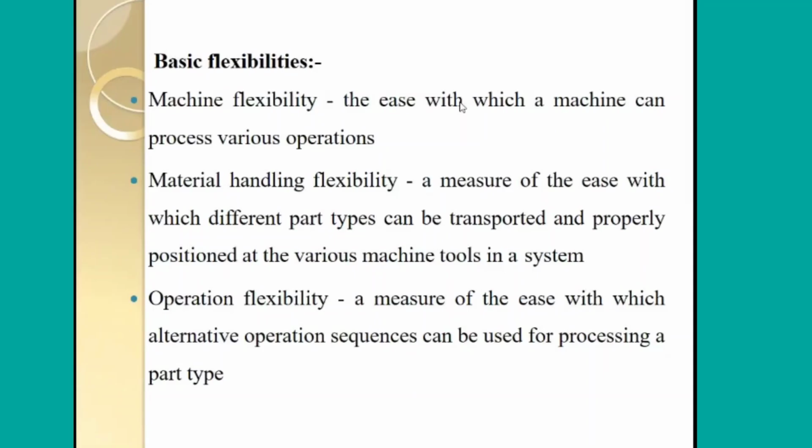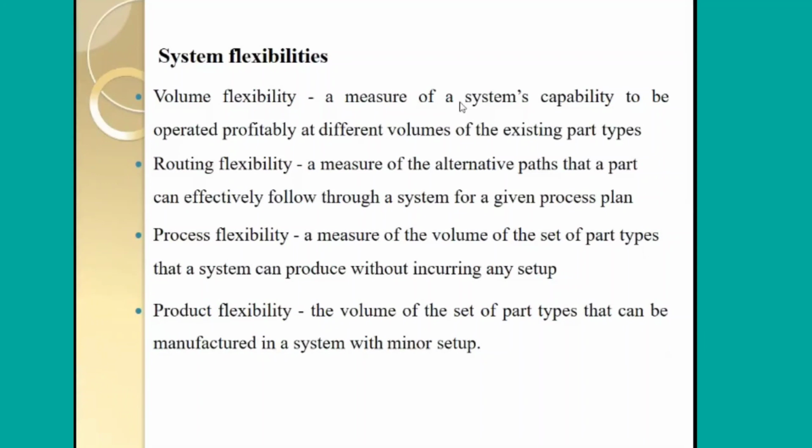And the next one is system flexibility. Here it may comprise volume flexibility, which is nothing but the capability of the system to vary the production volumes of different products to accommodate changes in demand while remaining profitable. And the next one is routing flexibility. It is nothing but the capability to produce parts on alternative workstations in case of equipment breakdown, tool failure, or any other interruptions.